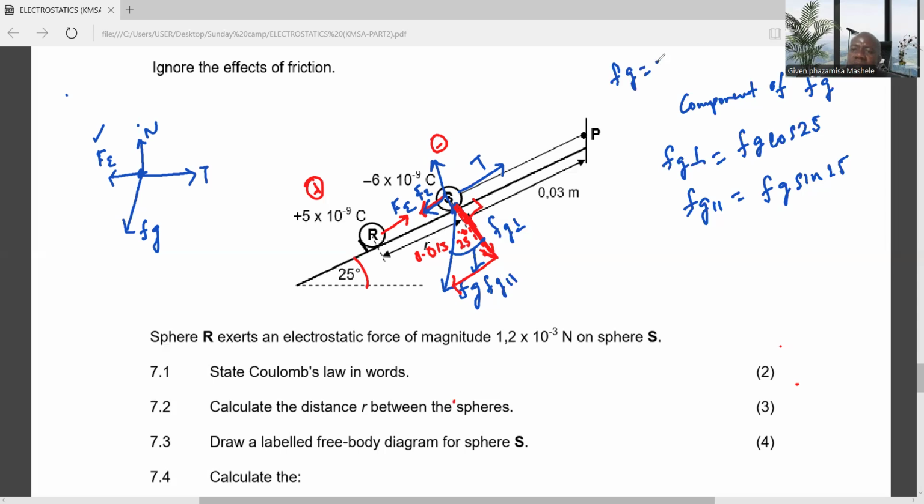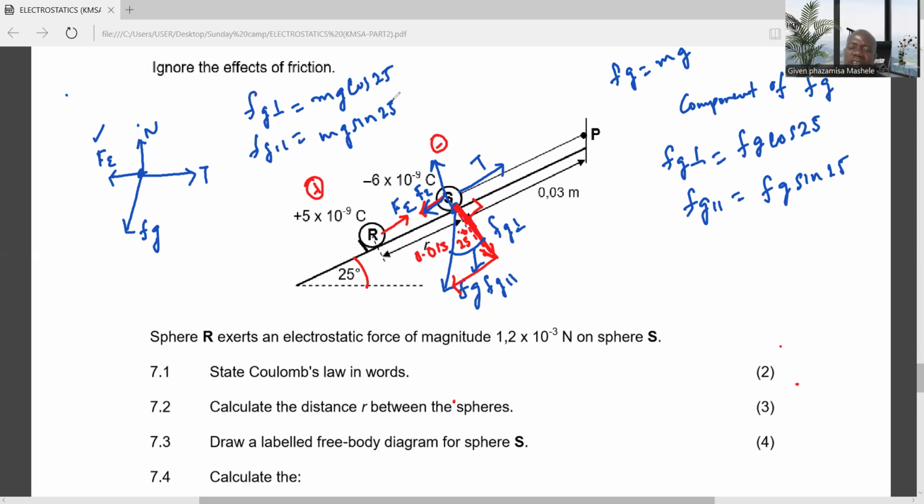It's mass multiplied by gravitational acceleration. So we can rewrite that and say FG perpendicular and FG parallel. So this will be mg cos 25 and mg sin 25. Now we want to know the magnitude of the tension.